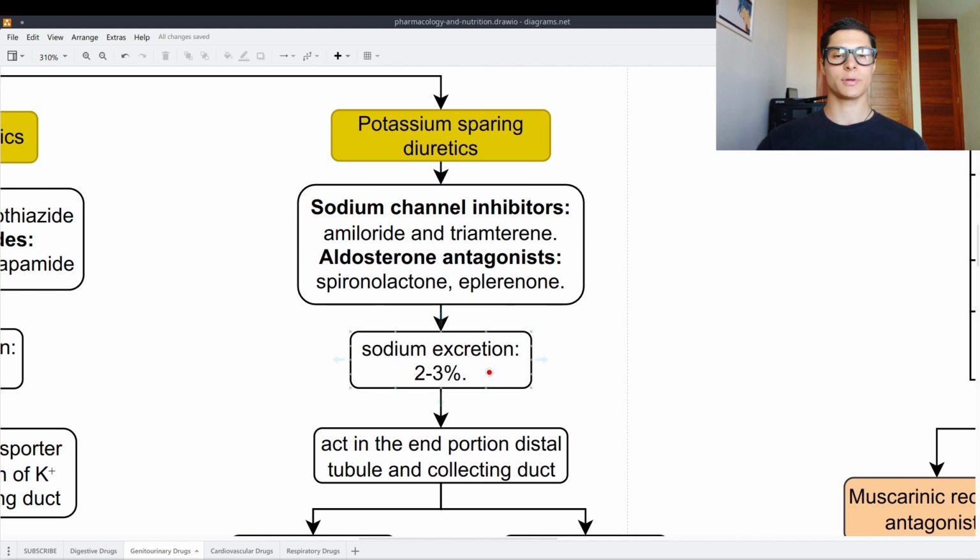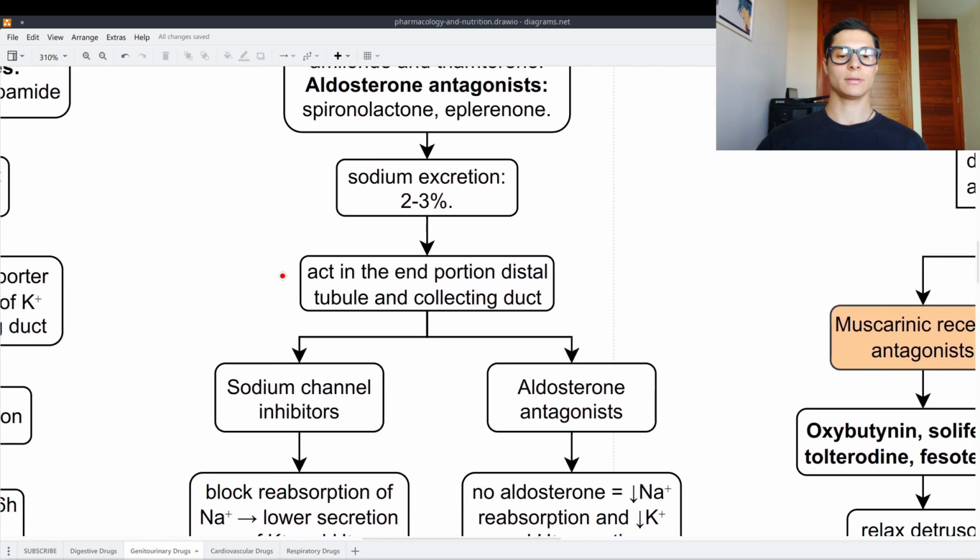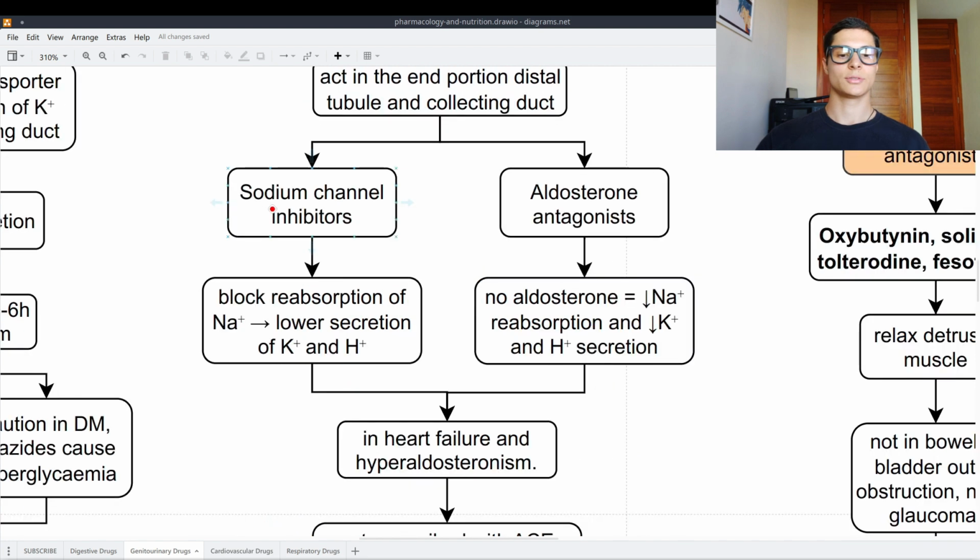They have a sodium excretion of 2 to 3%, so as you can see, it's getting lower. They act in the end portion of the distal tubule and in the collecting duct, so right at the end. And because of this, there is a difference. The sodium channel inhibitors block the reabsorption of sodium, but they lower the secretion of potassium and protons. Why? Because if there is no sodium to interchange with, the potassium will not come out. And if the potassium doesn't come out, the protons will not follow it.